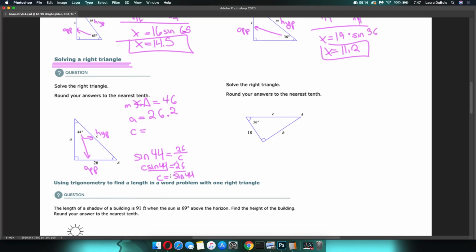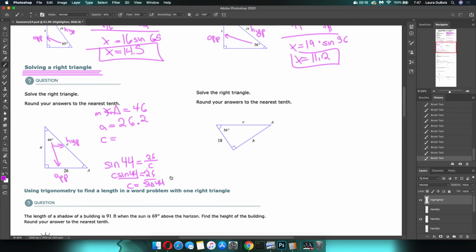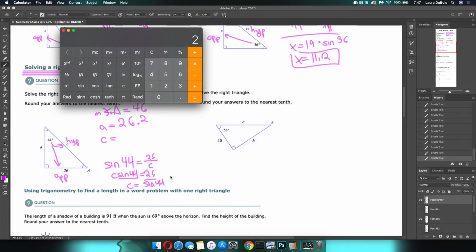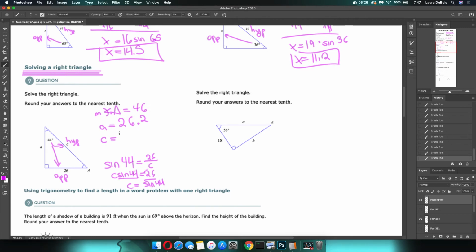All right? That didn't work. What'd I do? There we go. So 26 divided by sine 44 is 37.4. And that's all it really means to solve a triangle. You're getting used to your trig functions, setting them up, and exactly like you were doing up in here, solving for your variable.